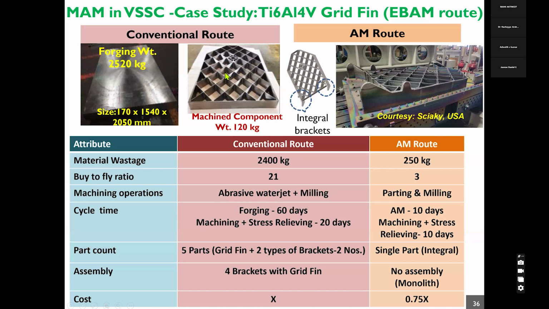So you can see here, this is the final component that we were planning to make, which weighs only 120 kilograms. And for making this component, we used to make a very large size forging, which used to weigh almost 2.5 metric ton. The forging is of this size shown here. And we used to machine out all these pockets to realize the final component.